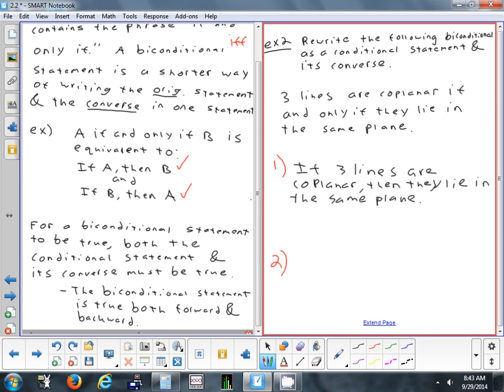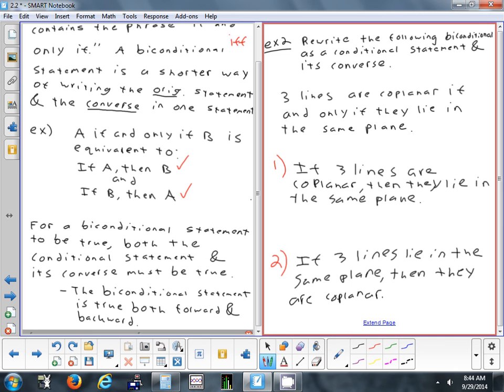Oh, Dakota? If three lines lie in the same plane. Good start. If three lines lie in the same plane. Go ahead. Then they're coplanar. Then they are coplanar. Good. Then they are coplanar. Any question on that?